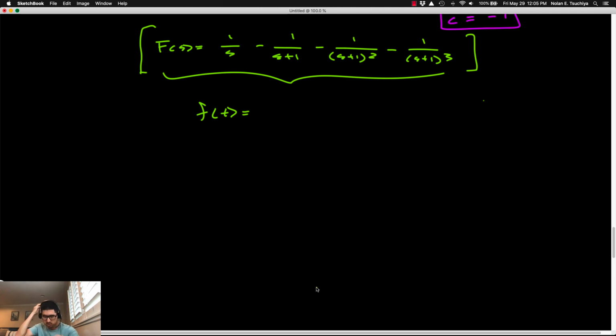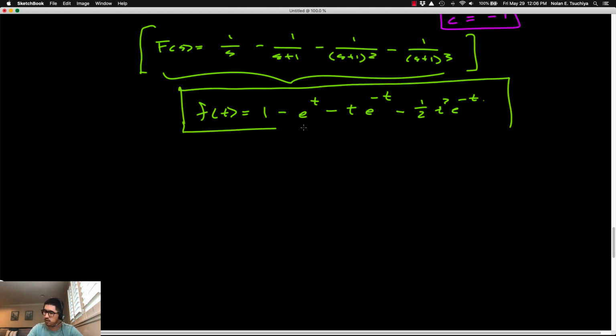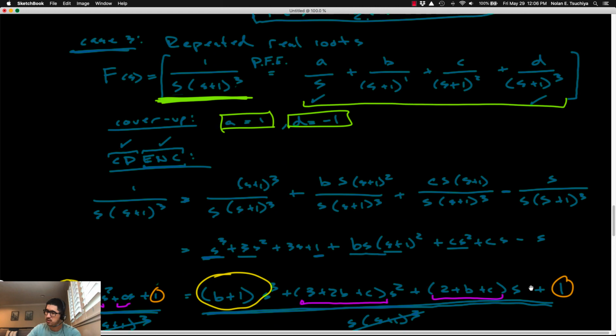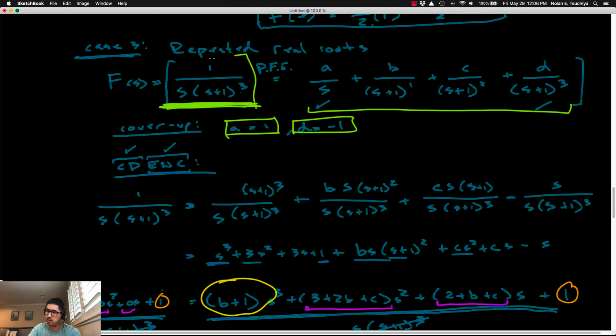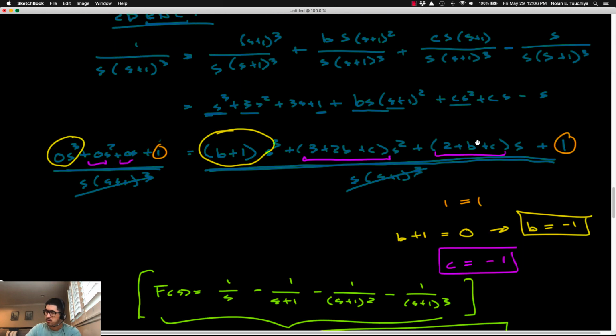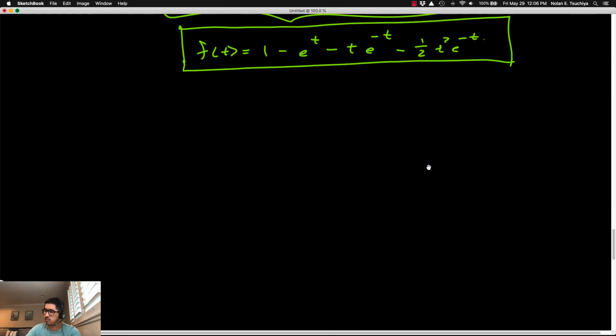Little f of t should be equal to the inverse Laplace of 1 over s, which is 1, minus e to the minus t, minus t e to the minus t, minus 1/2 t squared e to the minus t, which is the inverse Laplace of 1 over s plus 1 cubed. Okay, so this is your final answer. This is the inverse Laplace of the original S-domain function here, right? I know, it's getting pretty hairy now.